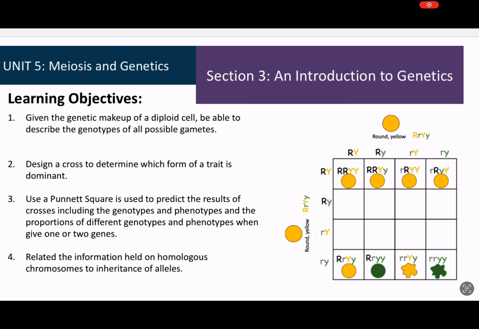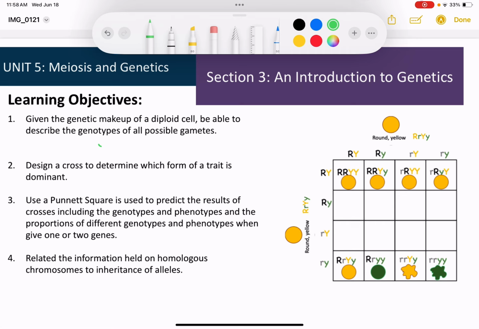Okay, so let's go ahead and go through the learning objectives for today. Given the genetic makeup of a diploid cell, I want you to be able to describe the genotypes of all the different gametes that we can make. So if I give you the genotype big A, little a, big B, big C, you should be able to tell me that there's actually only two genotype options: big A, big B, big C, or little a, big B, big C.